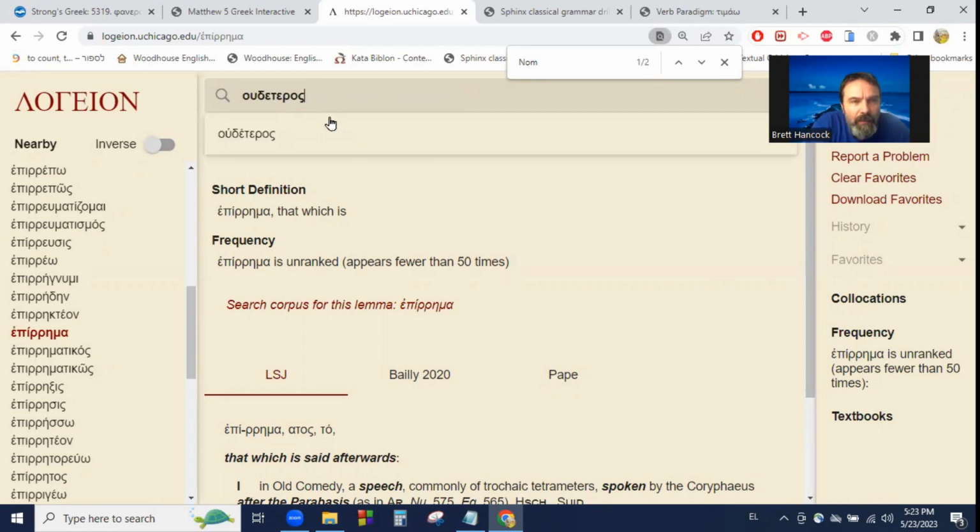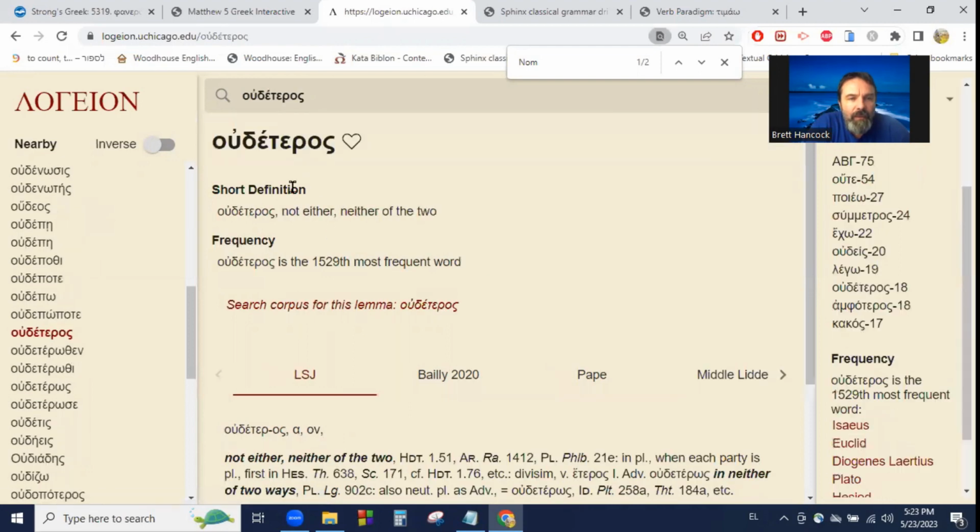Oudeteros. So when you type it in, at least in this particular lexicon, if it's an epitheton, an adjective, you want to put the masculine form. Once you look up the masculine, you can see the other ones. Here's the telukon, to oudeteron, arsenikon. Omicron sigma is the eutheia, the nominative case. You're always going to get the nominative case.